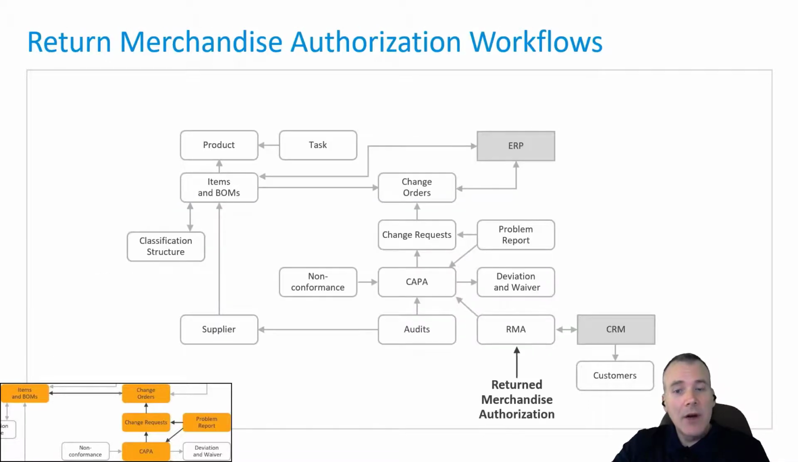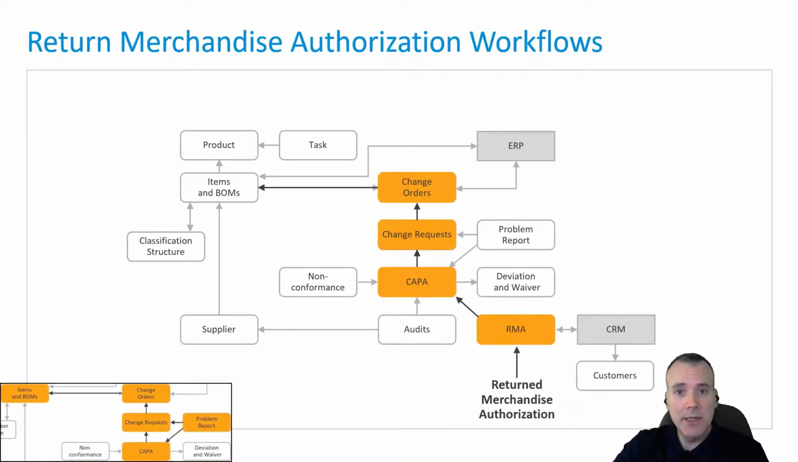Or we might have an RMA or a report from a customer, right? Which then could lead to a CAPA, which then filters through the rest of the process, right? So that's how quality and change really go hand in hand.